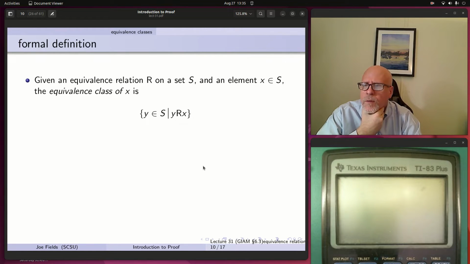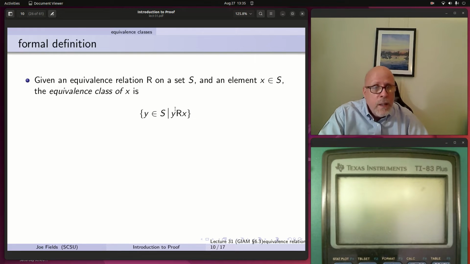So here's the formal definition. Given an equivalence relation R on a set S, and an element of that set, calling it X, the equivalence class of X is all the things in the set, and we're calling the things we're looking at Y's, such that Y is related to X. Now, since this is an equivalence relation, I could just as well have written X is related to Y, because we do have the symmetry property.